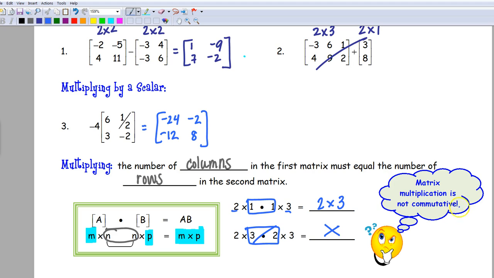Matrix multiplication is not commutative. This means we can't switch the order. Like this one here. If you did a 1 by 3 times a 2 by 1, notice all of a sudden those middle numbers are not the same anymore. Okay, so it's not like with regular numbers. 2 times 3 and 3 times 2 both give you 6. With matrices, it doesn't work that way.